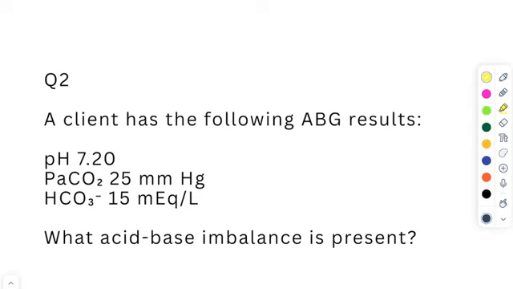So this is our second ABG. A client has the following ABG: pH of 7.20, a PaCO₂ of 25, and a bicarb of 15. What acid-base imbalance is present? Okay, so I'm going to give you a couple of seconds and let's look at it together.